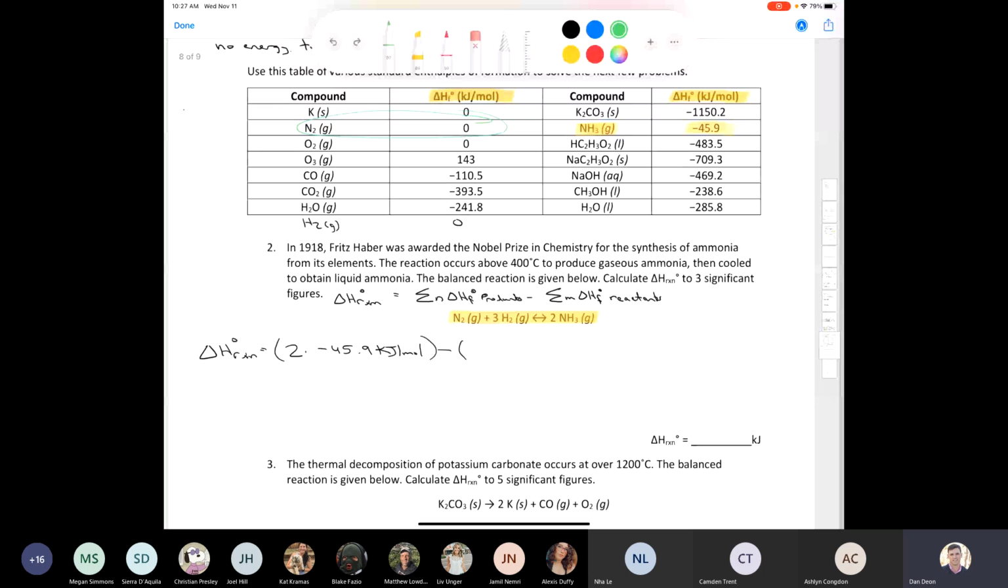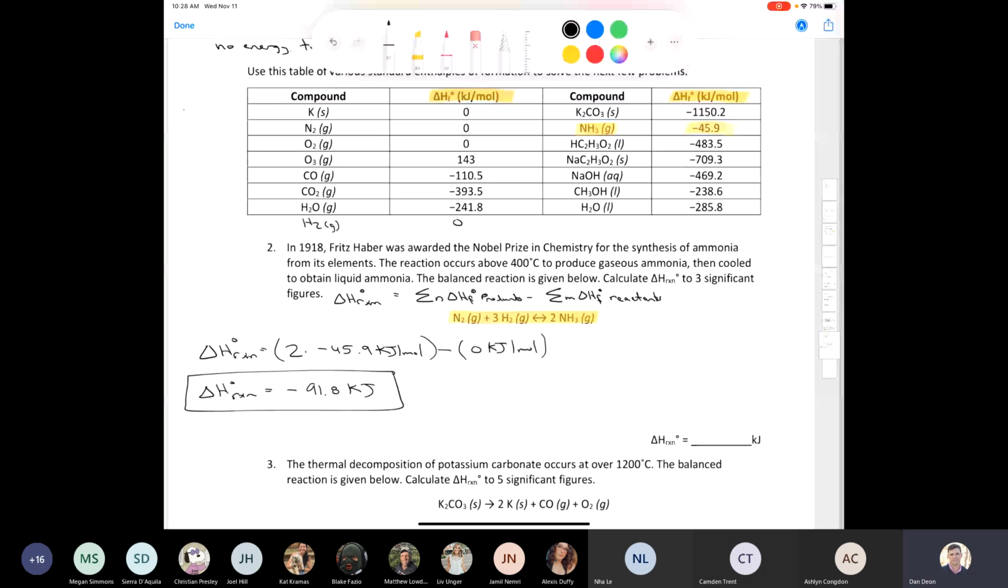So we're going to subtract 0 kilojoules per mole. And so hopefully you see where we're going with this. The delta H naught of this reaction is going to just equal 2 times negative 45.9. So that gives us negative 91.8 kilojoules. All right, and there is our answer. So negative 91.8 kilojoules for that reaction.